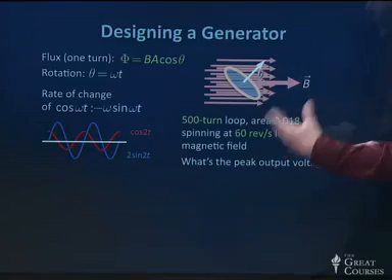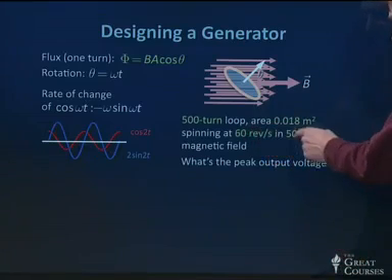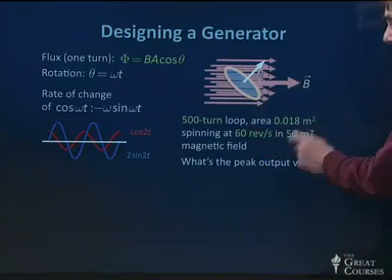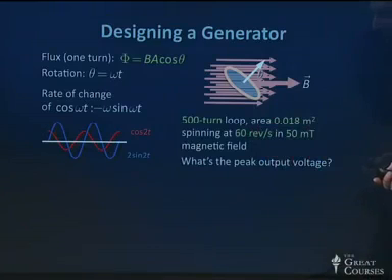which is the kind of electricity we use in North America, although a real generator might have multiple coils, and so it might be spinning faster. It's in a 50 millitesla magnetic field, and we want to know what its peak output voltage is.